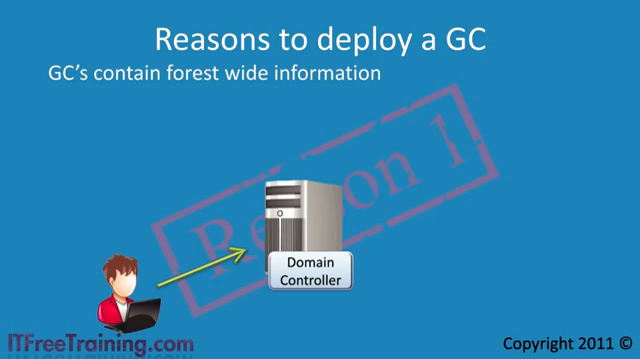Universal groups are groups that include users from different domains in the forest. For this reason, a regular domain controller simply does not have this information. Even if you have a single domain and a single forest, you could still put a user in a universal group, and thus you always need a Global Catalog server.